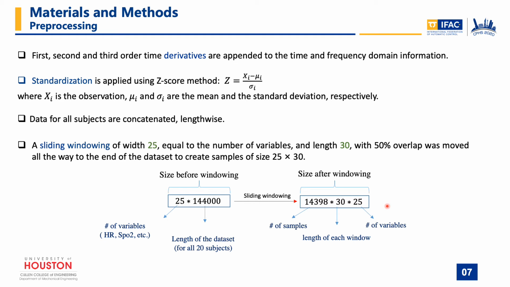So we had a dataset of size 144,000, which is the length of the dataset, and we turn it into almost 14,000 samples, each sized 30 by 25. We do this to make the dataset ready to be fed to our model.